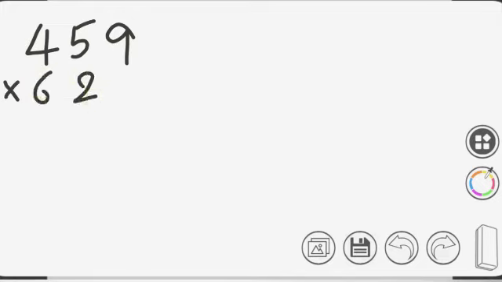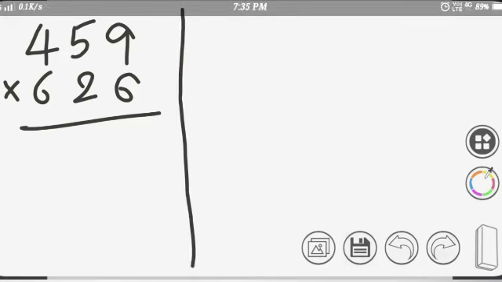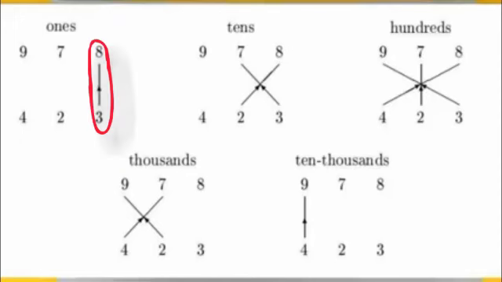In this video I am going to show how to multiply 3 digit numbers into 3 digit numbers in just 3 to 4 seconds. Let's take an example, 459 into 626. So before, look at this image. This is the main trick.